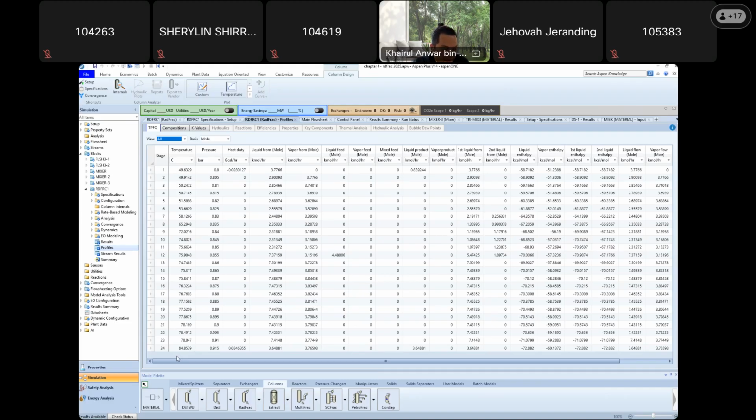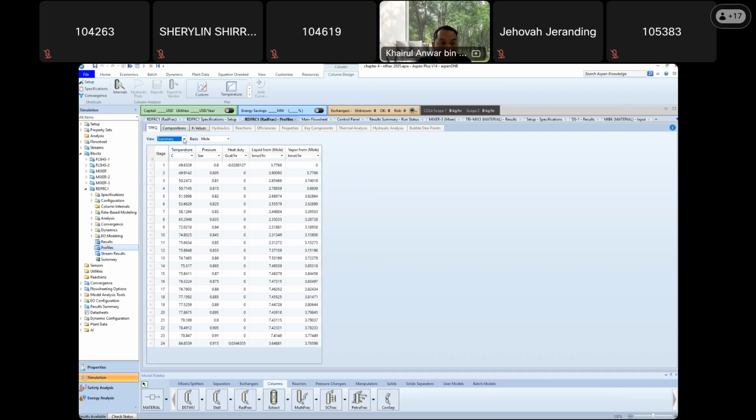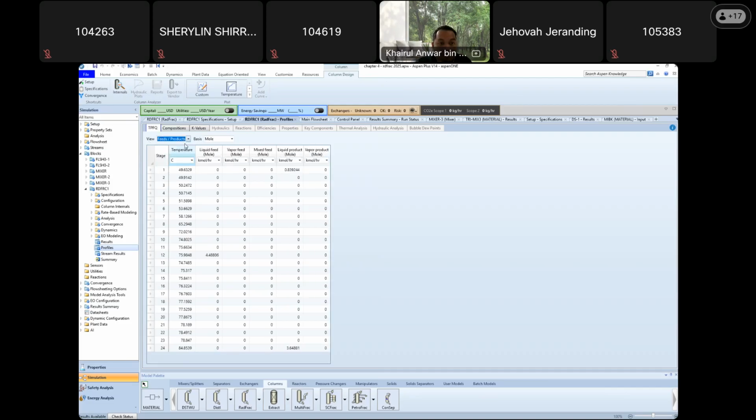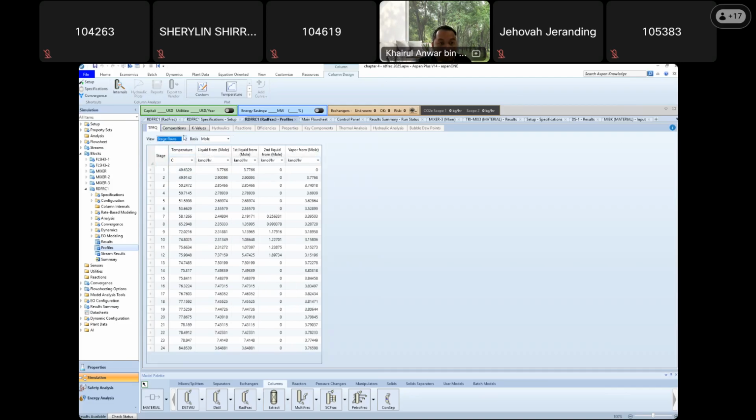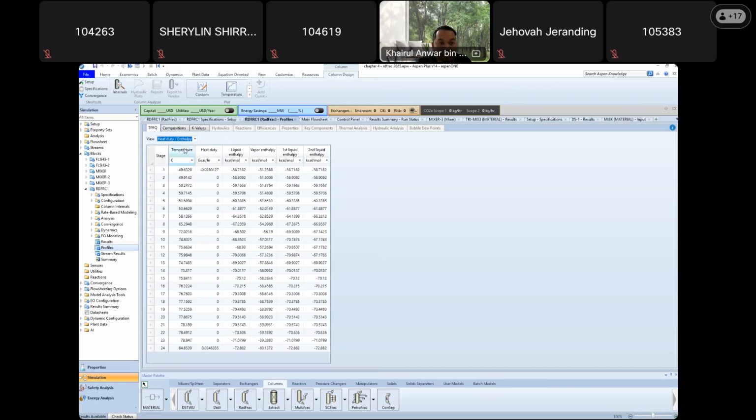From the view drop down under TPFQ, you may select all or a subset of the profile summary, like summary, feed and product stage flow, and hit the T enthalpy define. Okay, here, summary, feed, stage flow, T, and all.